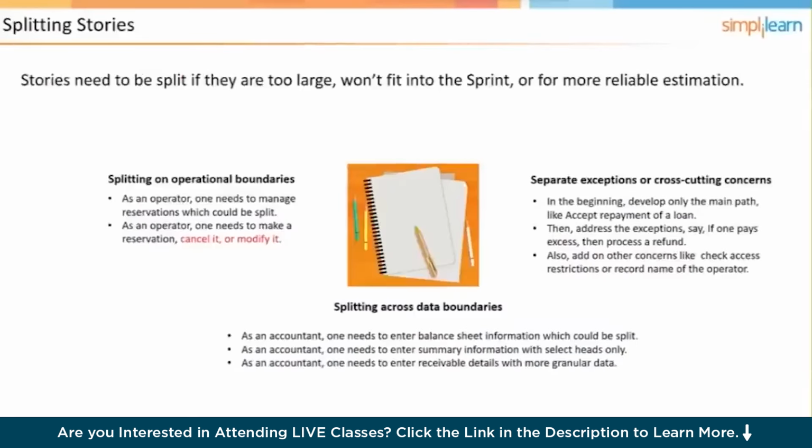If you have a story that is too large to be completed in a sprint, it's going to have to be subdivided, or we call it disaggregation, into smaller user stories. And there are 3 ways that we're proposing here that you could go about doing that. You could split it based on operational boundaries. For example, as an operator, one needs to manage reservations, which could be split. One portion has to do with making a reservation, another with modifying it, and yet another with canceling it. So that could be split into 3 separate user stories.